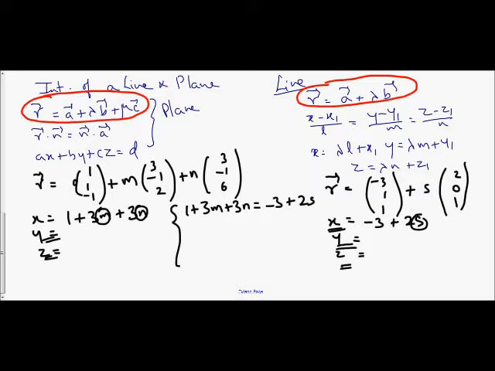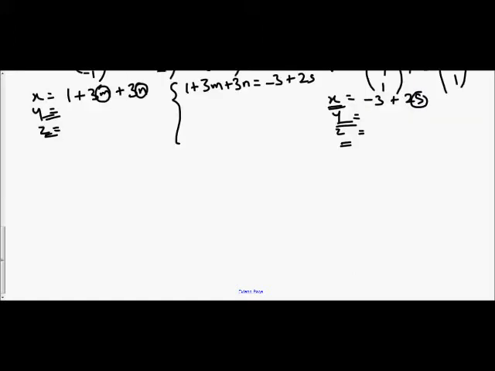You can solve them in any way you like. You can use your GDC matrix method or any method. Once you solve, you'll be getting the values for m, n and s, right? So you need to just substitute m and n here, and then you substitute for y, and then you substitute for z. So you'll be getting x, y, z for the plane, right?